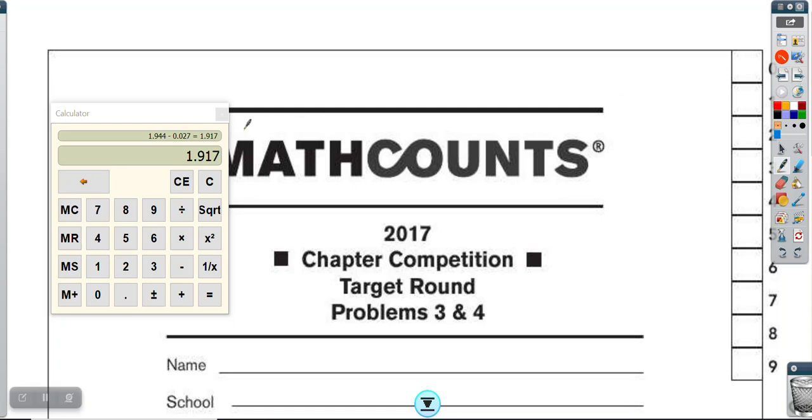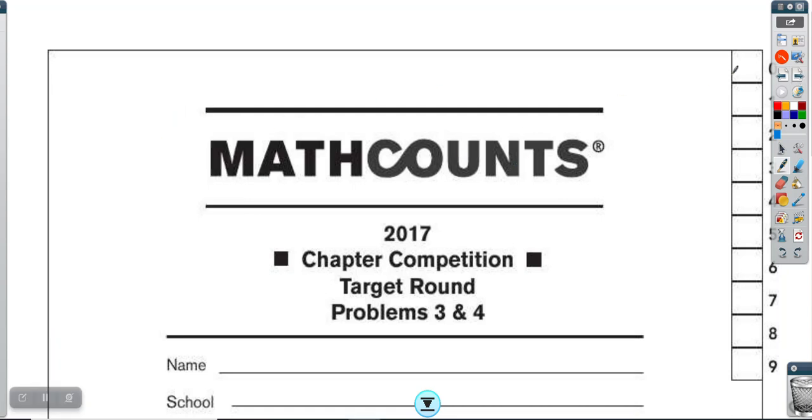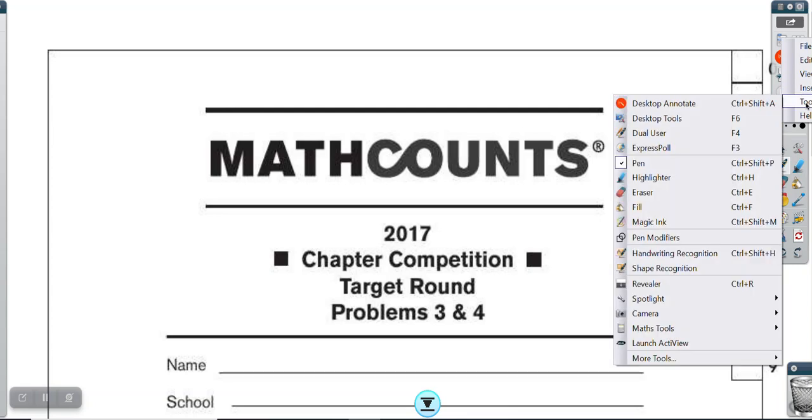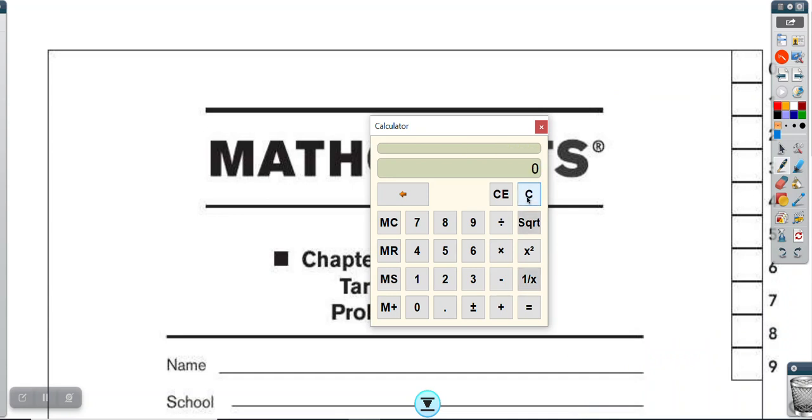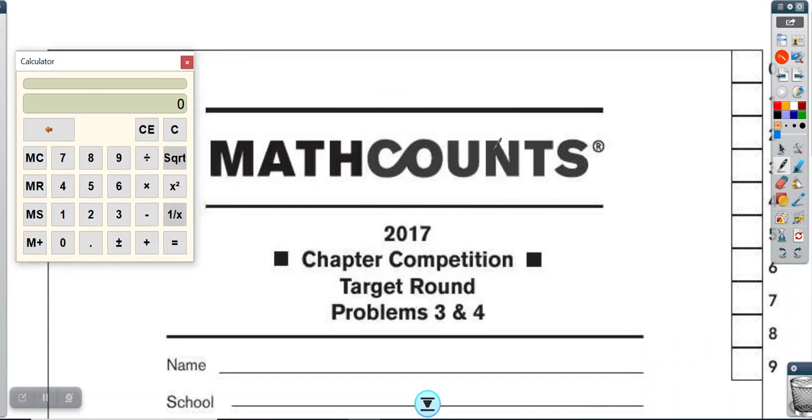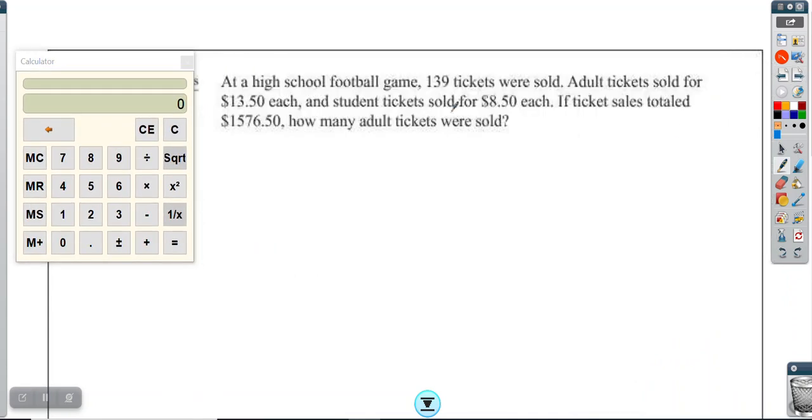All right, so we're taking a look at the MathCounts Target Round 2017, and this is 3 and 4. I'm probably going to include 5 and 6 on this one as well. Since it is a target round, we can use a calculator, so I'm going to pull that up right now. All right, so here we go.